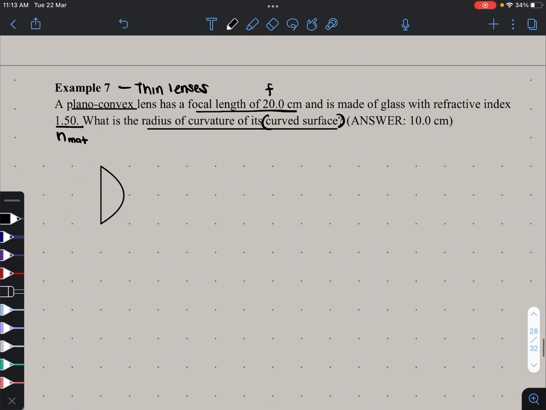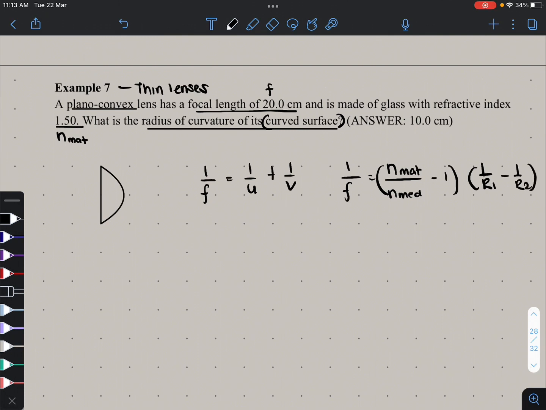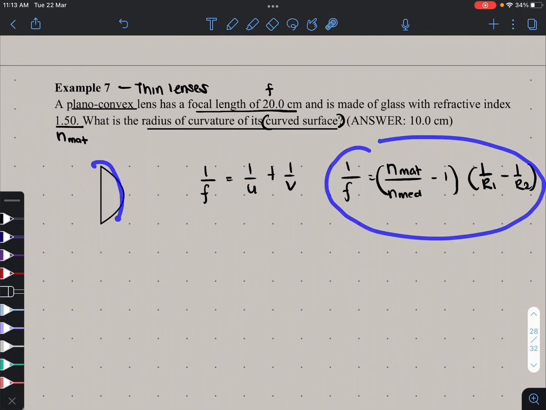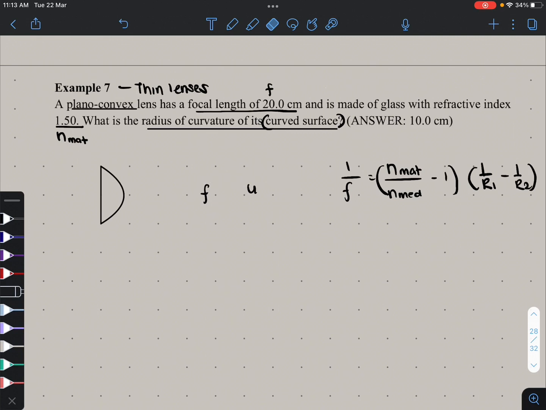Okay, so the equations we have for thin lenses are 1 over f equals 1 over u plus 1 over v, and also 1 over f equals n material over n medium minus 1, multiplied by 1 over R1 minus 1 over R2. So these are the two equations we have for thin lenses. However, based on what the question has asked and given, we can use the second equation to find the radius of the curved surface. So we will use the Lensmaker equation here.